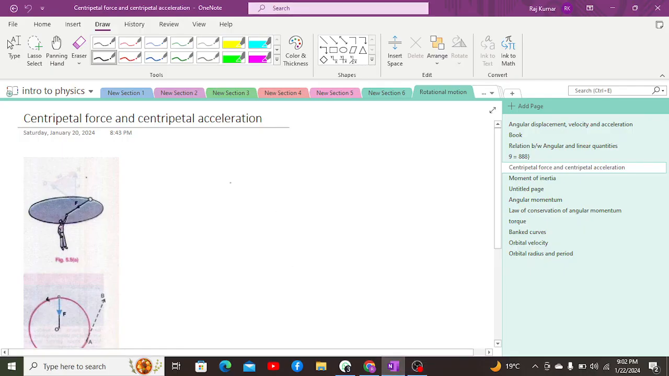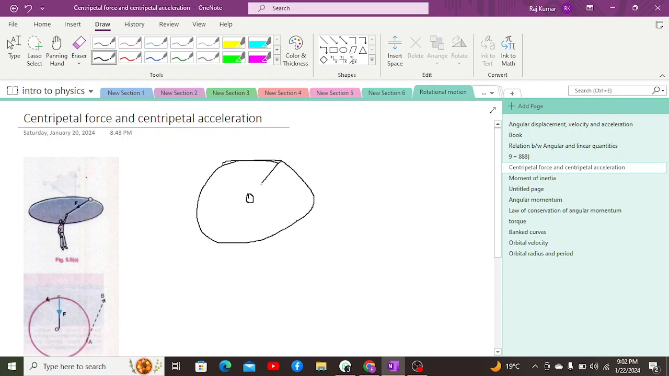As we come to discuss centripetal force and centripetal acceleration now, what is centripetal force? First and foremost, it is important to discuss what is centripetal force. A force which is directed towards the center of the circle, or which tends to move the particle towards the center of the circle, in simple words is known as centripetal force. Or in other words, it is also known as a center seeking force.